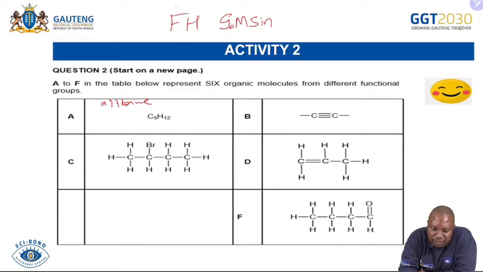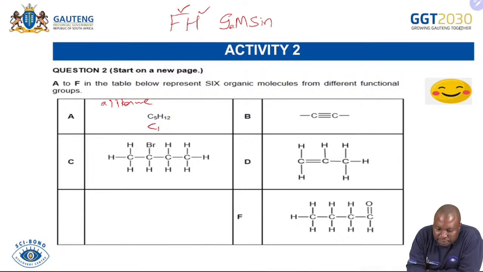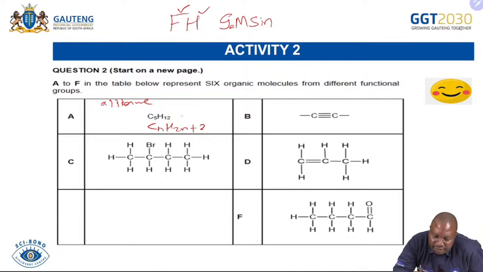Now, first, the functional group tells you the homologous series. So because of CnH2n+2, which is C5, 5 times 2 is 10 plus 2 is 12. So you know that this is an alkane. So the first thing, you looked at the functional group, then you saw that the general formula gave you that, then you are able to get the alkane. Now, the homologous series is the alkane.